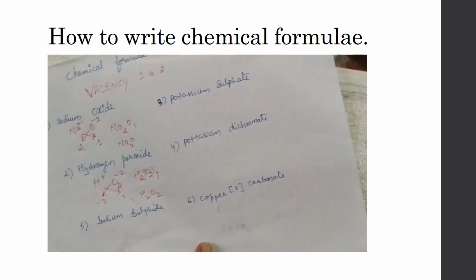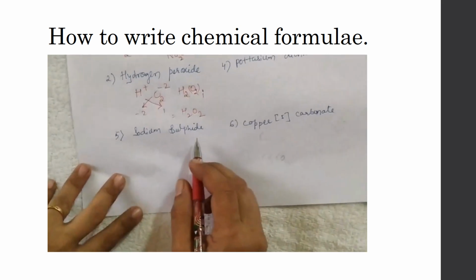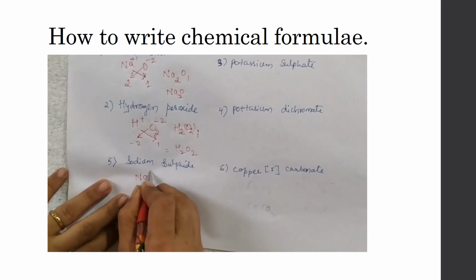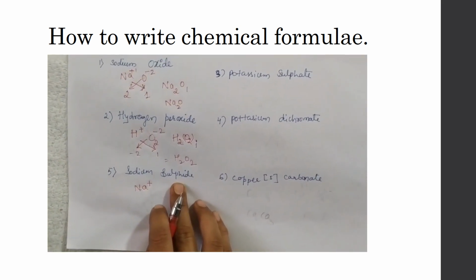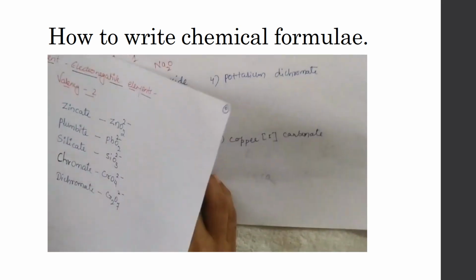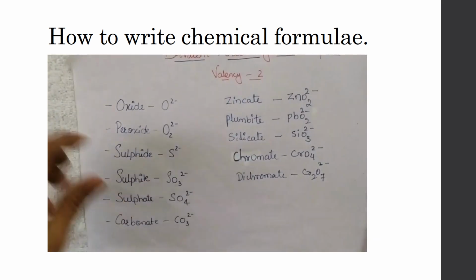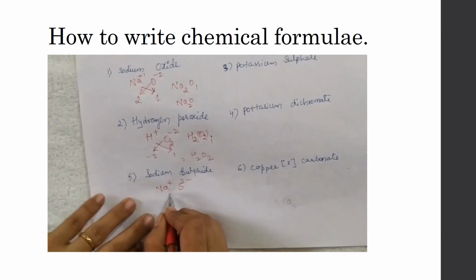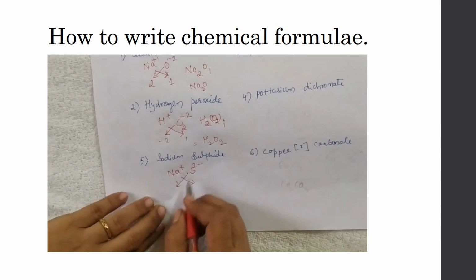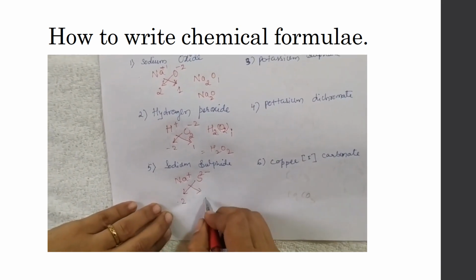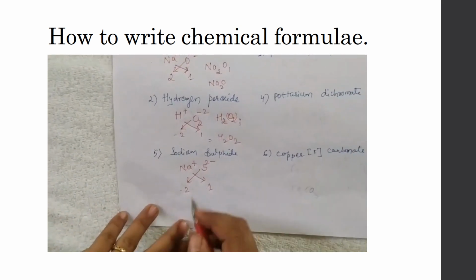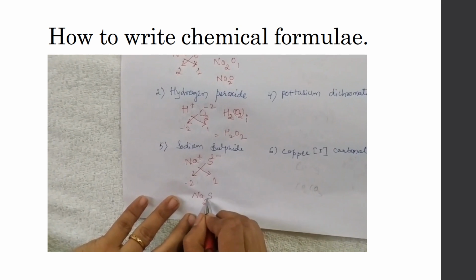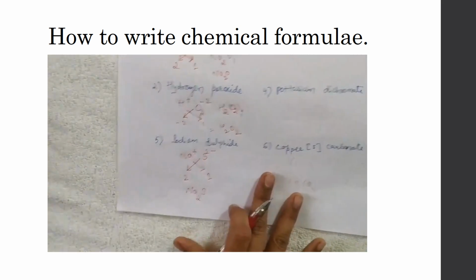Next, sodium sulfide. Formula for sodium will be Na plus. What about sulfide? Sulfide is S2 minus. Again we will exchange the valencies. Here this is minus 2, this will be 1. Now we will write the formula like this, Na2S, that becomes sodium sulfide.